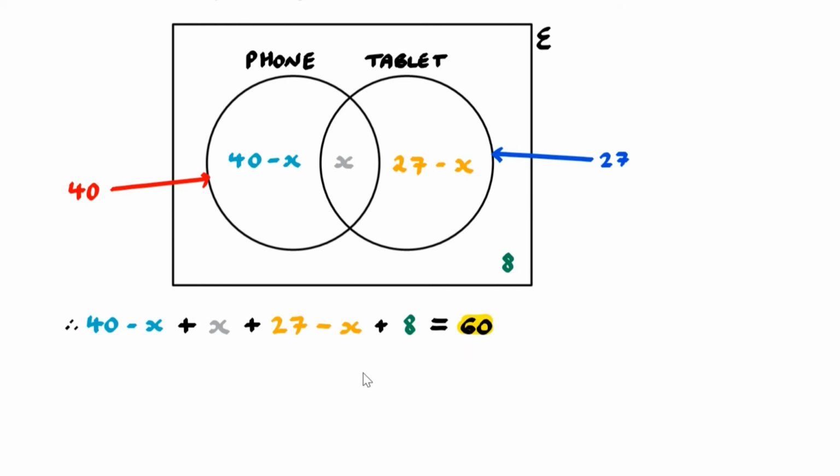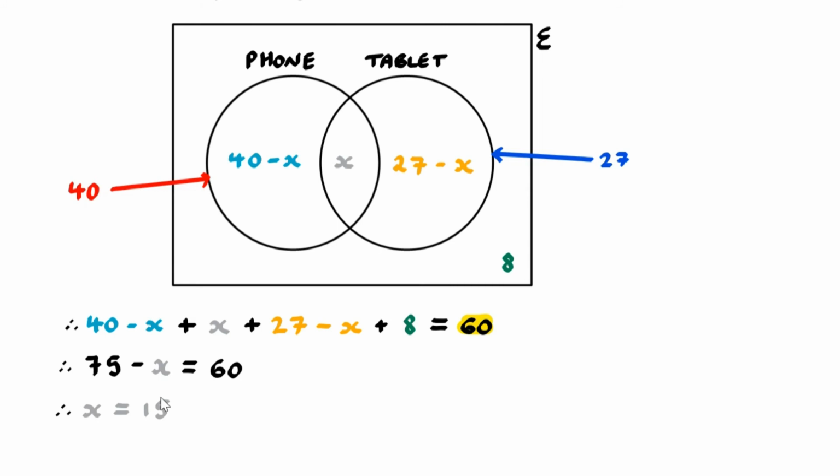So what we have then, if I add together 40, 27 and 8, we get 75. So I've got 75 subtract x equals 60, which means x is equal to 15.